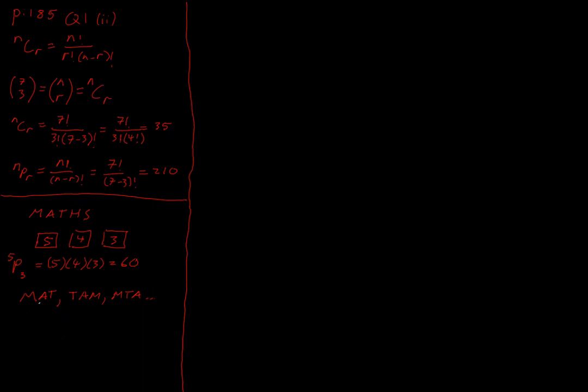But what happens if we don't care about the order? So I'd count MAT, TAM, and MTA as all being the same thing because they just have the same letters in it. So if I only care about what letters I get, but I don't care about their order, how would I deal with that situation? Well, I would effectively want to divide out the number of ways that I could arrange 3 things. So I have my 3 letters here, and I don't care about what order they come in. So if I wanted to remove the order, I'd look at how many ways I could arrange 3 objects and divide my original answer by that.